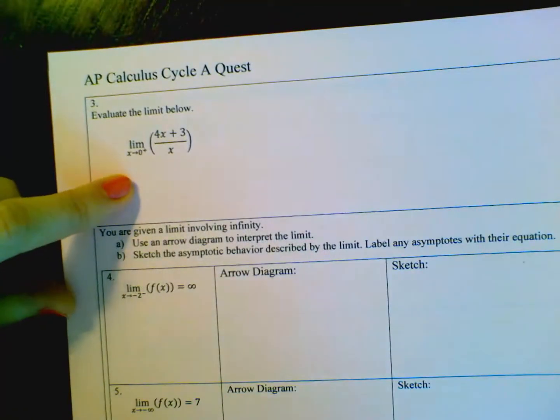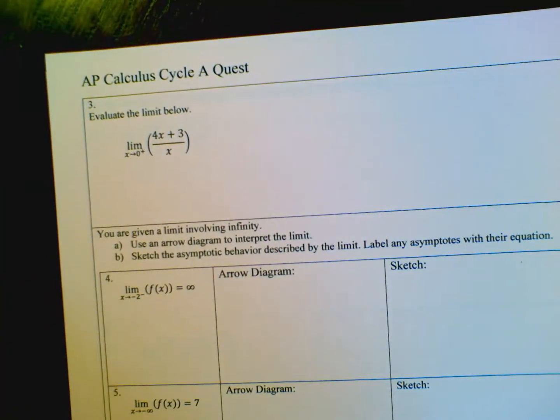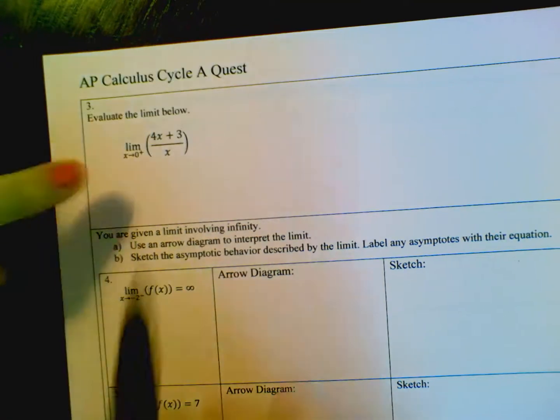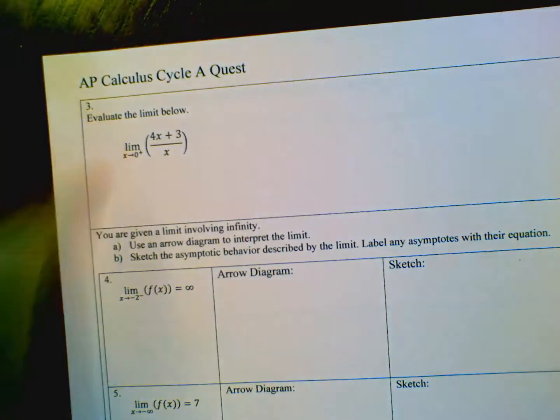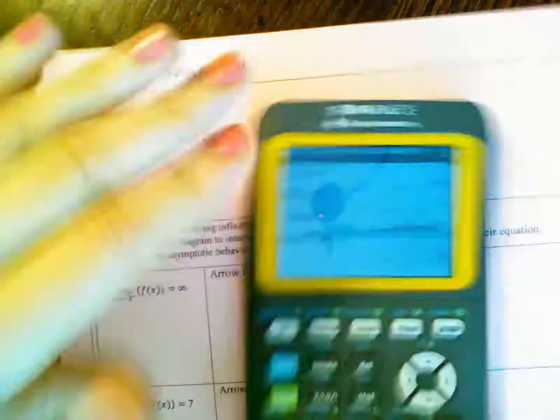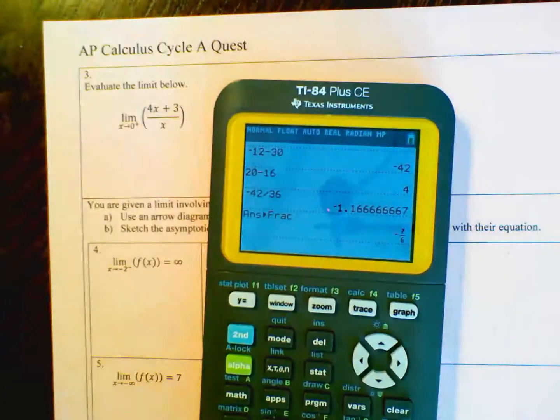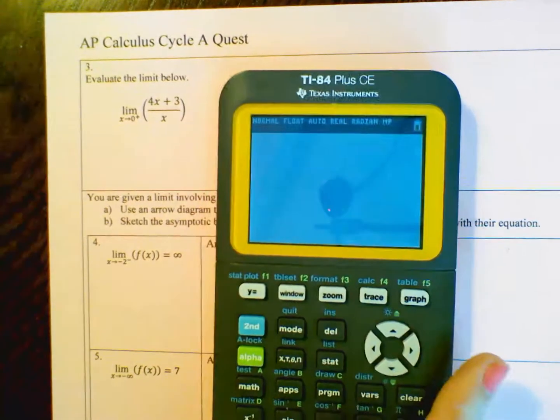Evaluate the limit below. All right. So we're plugging in numbers to the right of 0. Yeah, and you know what, guys? Honestly, on the AP test, that's what we're getting ready for here. You could just use your calculator. So let me just show you something.